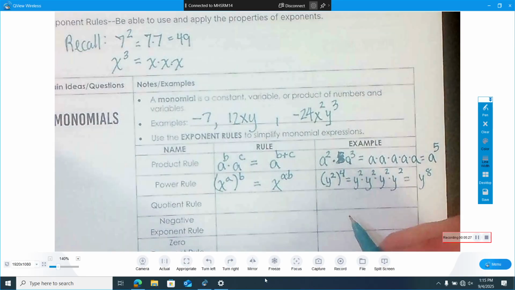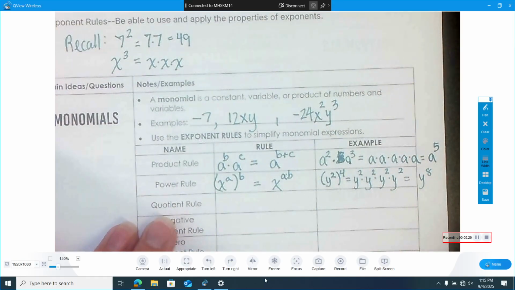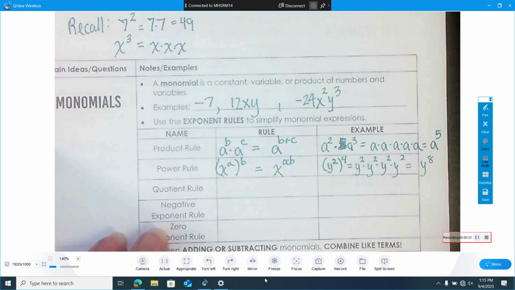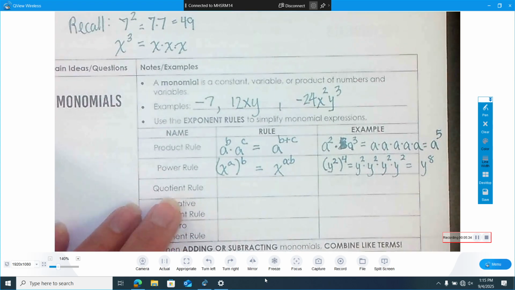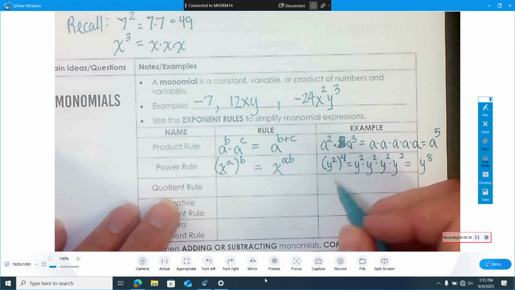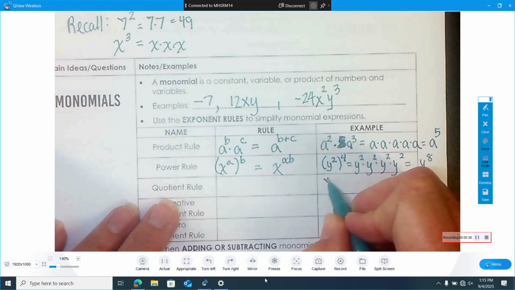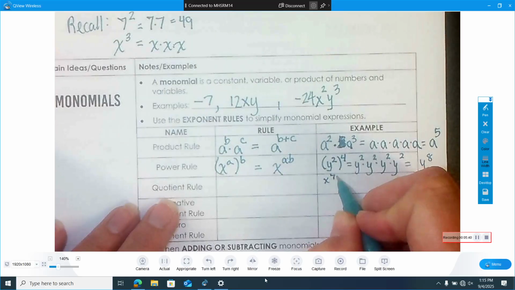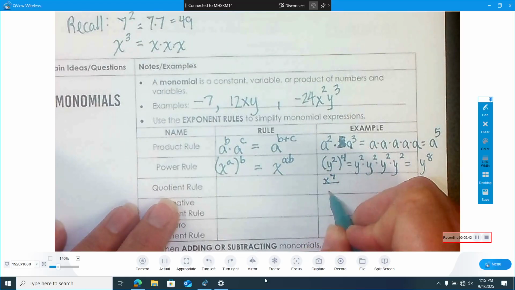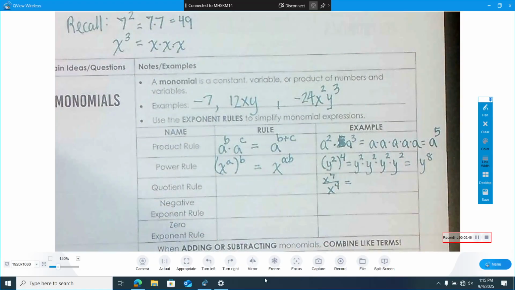Quotient rule. Quotient is what? Answer to a division problem. Good, good, good. All right, so if I have something like x to the 7th divided by x to the 4th, x to the 7th divided by x to the 4th, what do you get? X to the 3rd is correct.